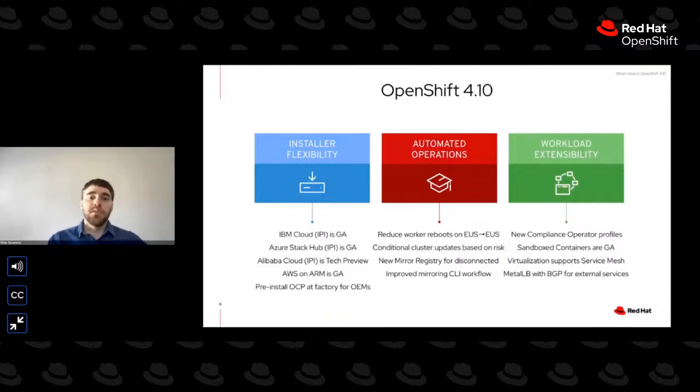On the workload side, a bunch of new compliance profiles for our compliance operator to keep you secure with your government regulations. Sandboxed containers are GA, so if you need a little extra isolation, you can wrap your workloads in those. On the networking front, two exciting things. One is you can now bridge your virtualization VMs into a service mesh. So if you have VMs and containers that want to talk securely together, they can use your service mesh. And then if you want to expose services outside of your cluster, with MetalLB you can now have BGP routes for those extra services, getting everybody connected. There's a whole bunch more, so stay tuned, and we will dig into it.